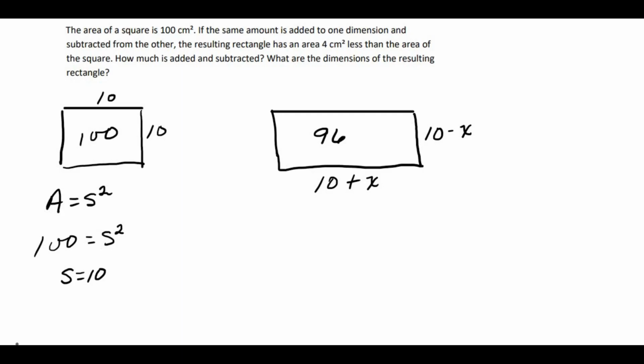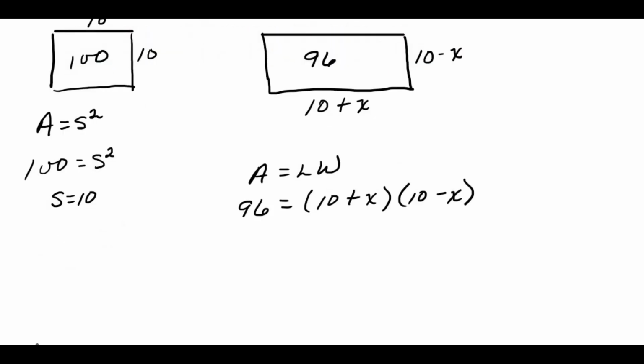So on my picture toward the right, I have a rectangle, and I know its area. Area is length times width. So I'm going to multiply these binomials on the right-hand side of my equal sign. Now there's several ways that I could go about trying to solve this problem. But because I have an equation with just one term with the variable, I'm going to isolate that variable. So I'm going to subtract 100 from both sides of the equal sign.